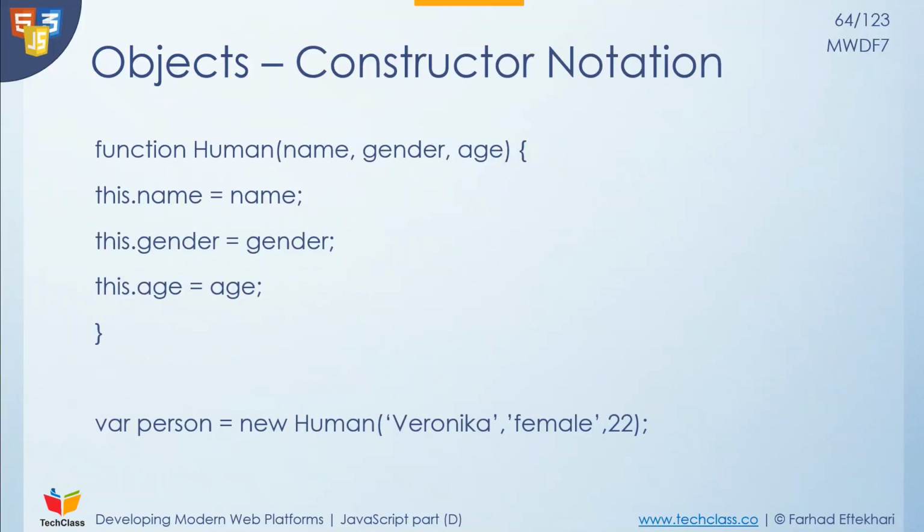Here is also the concept of constructor notation. You can see here that we are creating this object. The name is human, and we name it also person. And also here, as in the previous example, we are assigning these three variables to this object. And then here you can see with this notation, we are assigning these values to the properties of this object. Pretty simple.